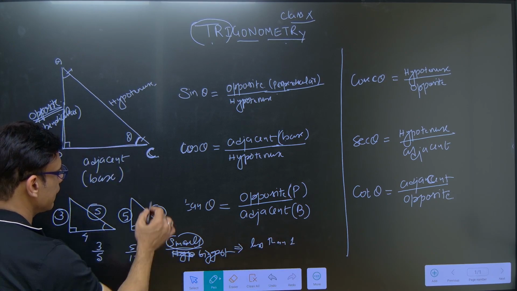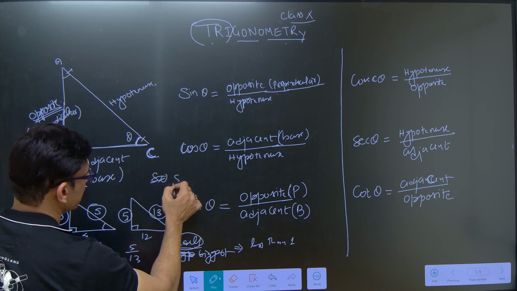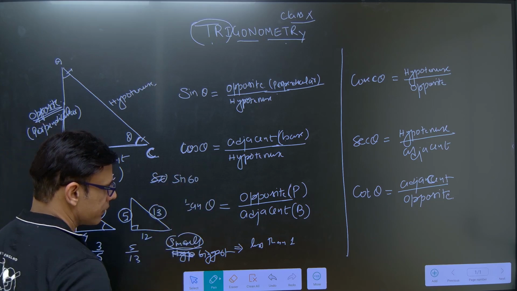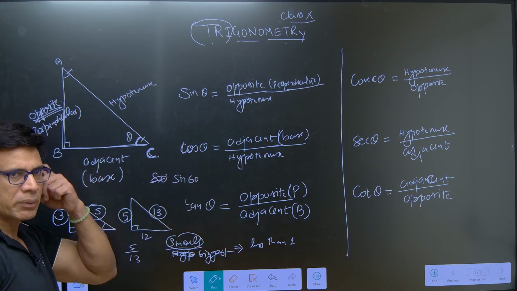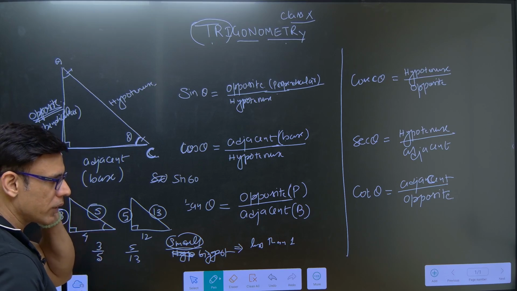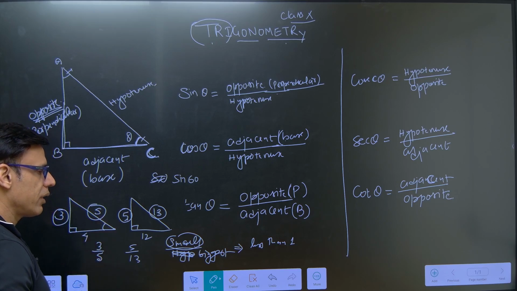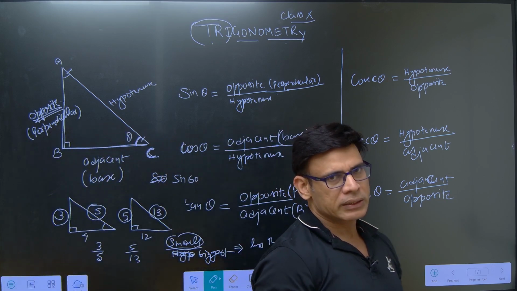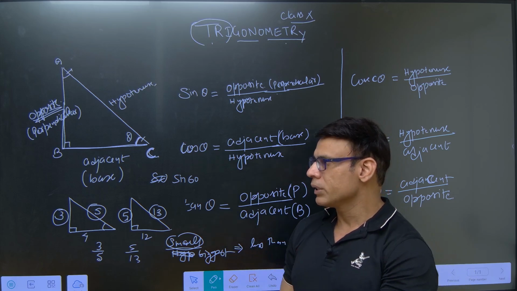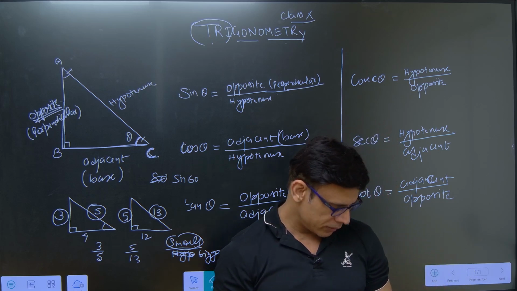Small upon biggest will always be less than 1. So whatever angle you take for sine theta, like sine 60, sine 45, sine 90, sine 120, it will be less than 1. Sine 90 is 1. Why is sine 90 equal to 1? I'll teach you that in the next class when we take up the questions on this. Thank you so much.